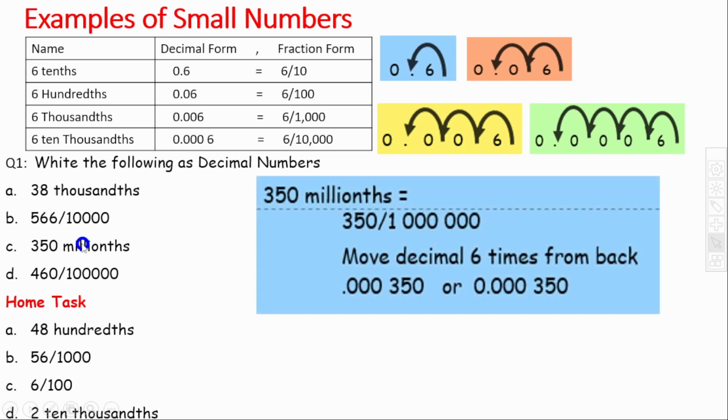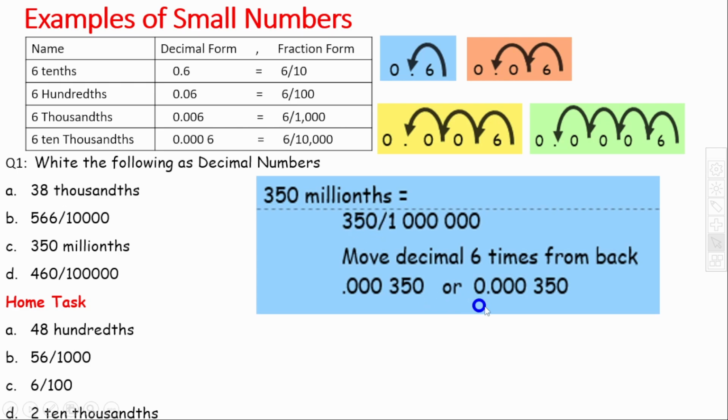Now let's do this next one. We have 350 millionth. 350 millionth simply means 350 over 1 million. How many zeros is 1 million? 6 zeros. So it becomes 350 over 1,000,000. That's 6 zeros.